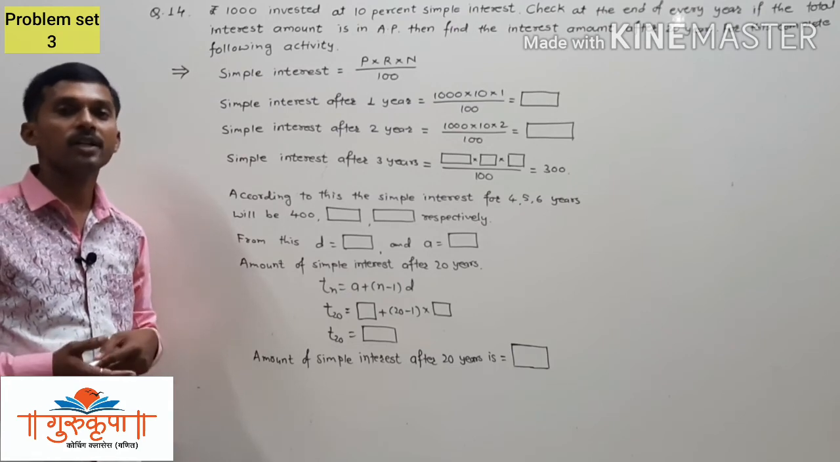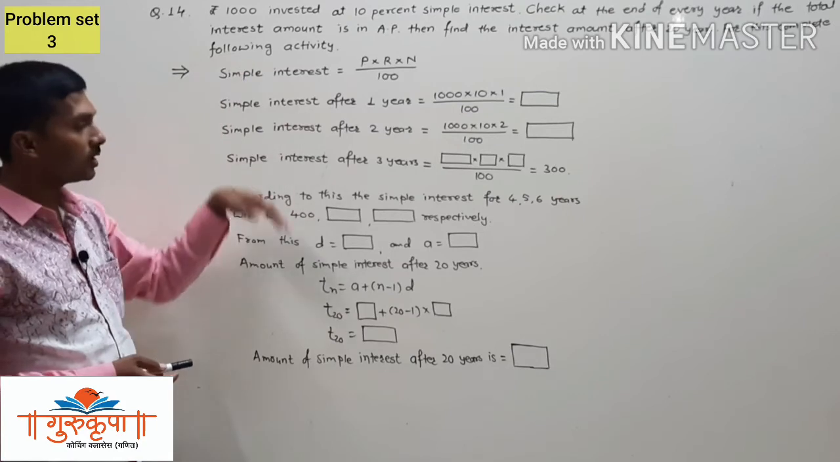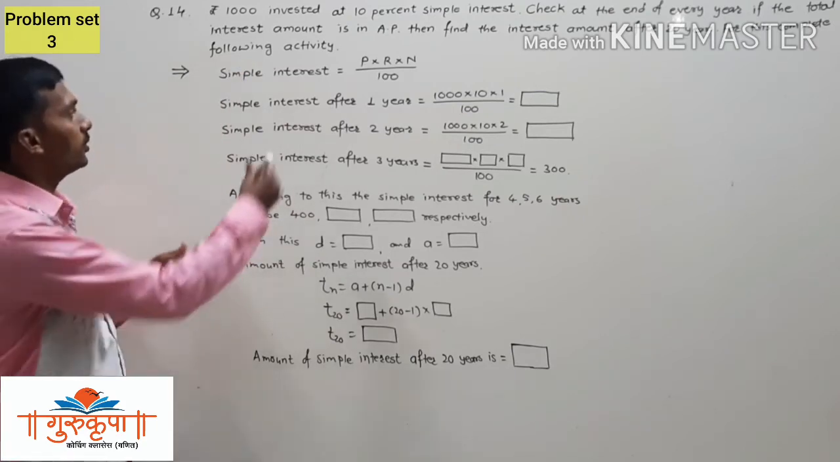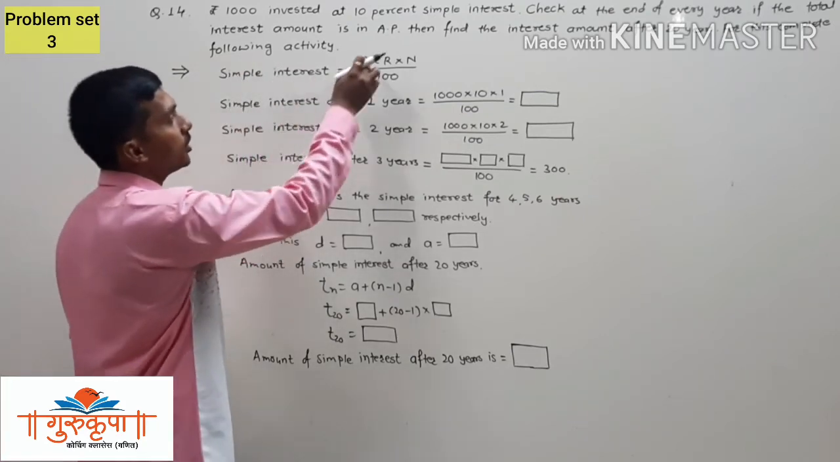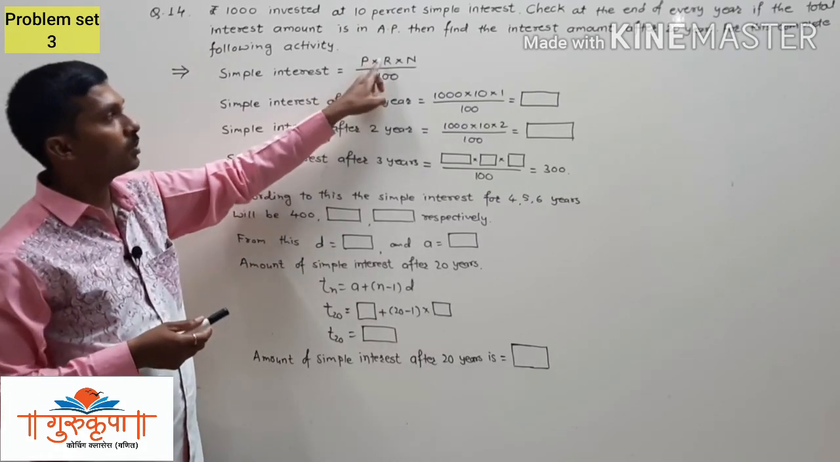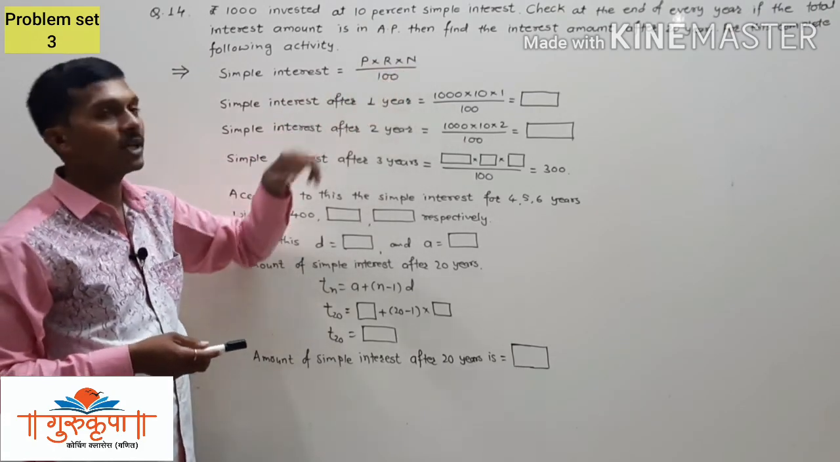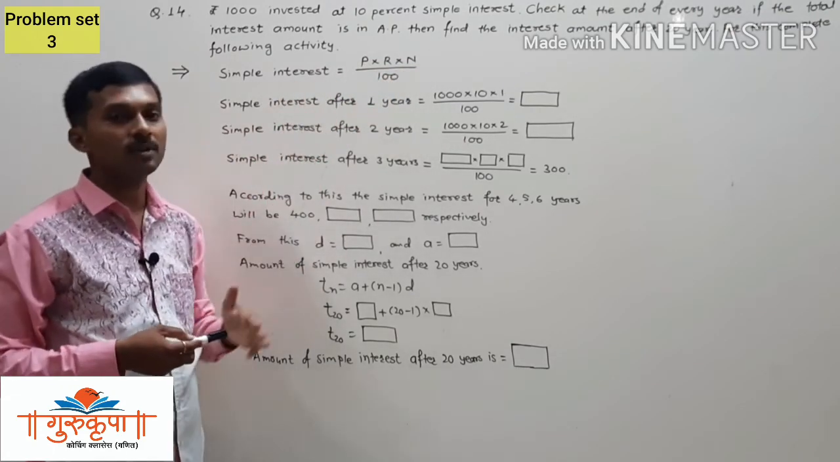So we have to find the 20th term of that AP. So we will simplify it, it is an activity. Here we have given the formula for finding the simple interest, that is P into R into N divided by 100. P is principal, R is rate of interest, and N is the number of years. That is the formula for finding the simple interest.